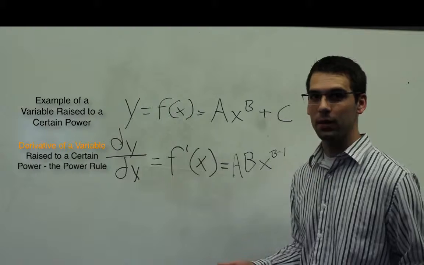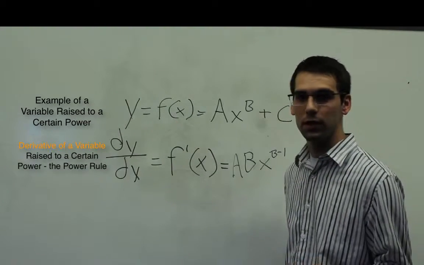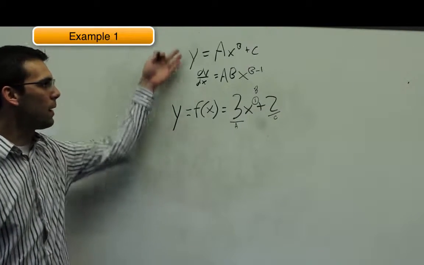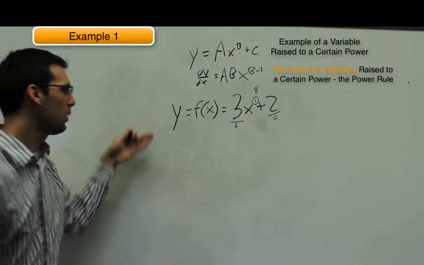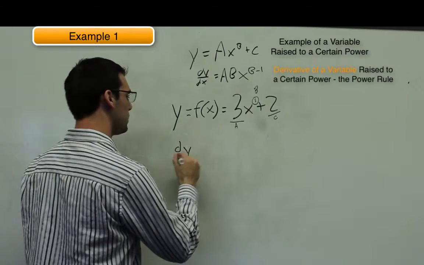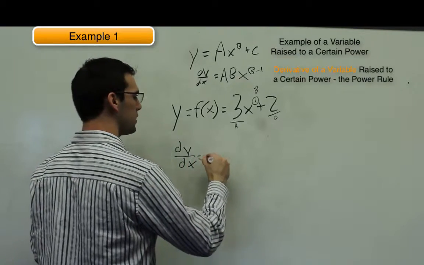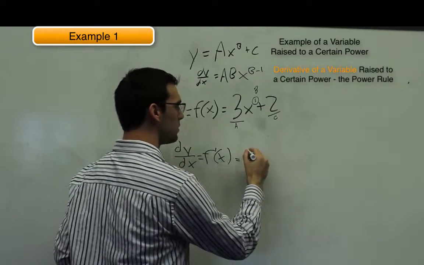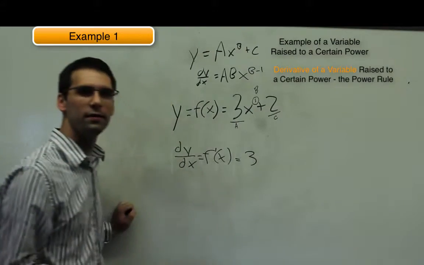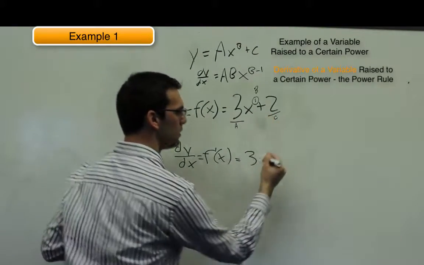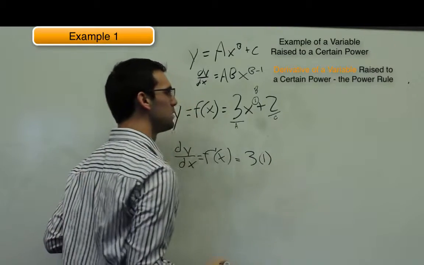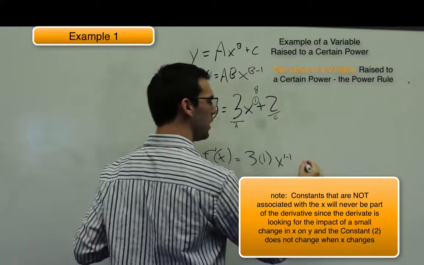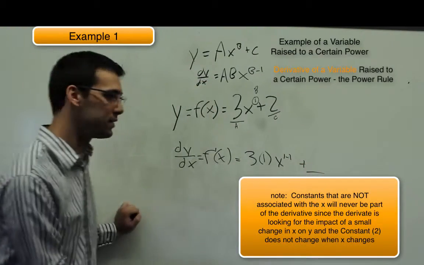So let's go ahead and do an example of a polynomial function that you can find the derivative of using this rule. So we go ahead and use our power rule on this function, and we end up with dy over dx equals f prime of x equals 3, and that's it, because we multiplied 3 times 1, and then we do x to the 1 minus 1 plus, well, nothing, because we dropped the constant term.